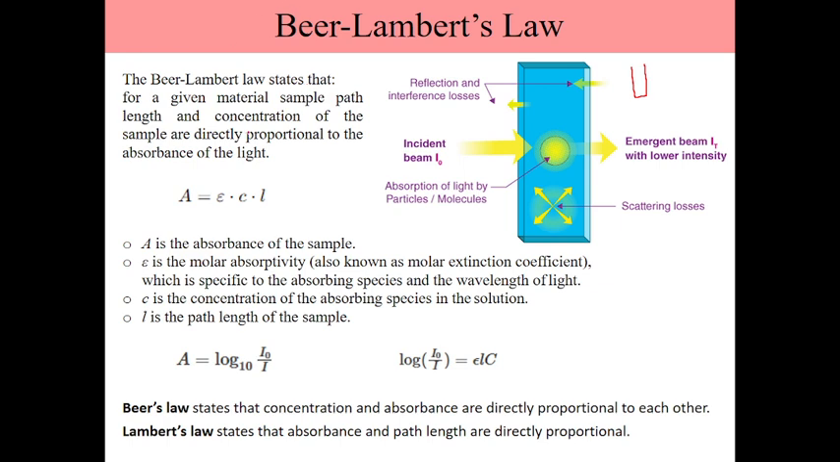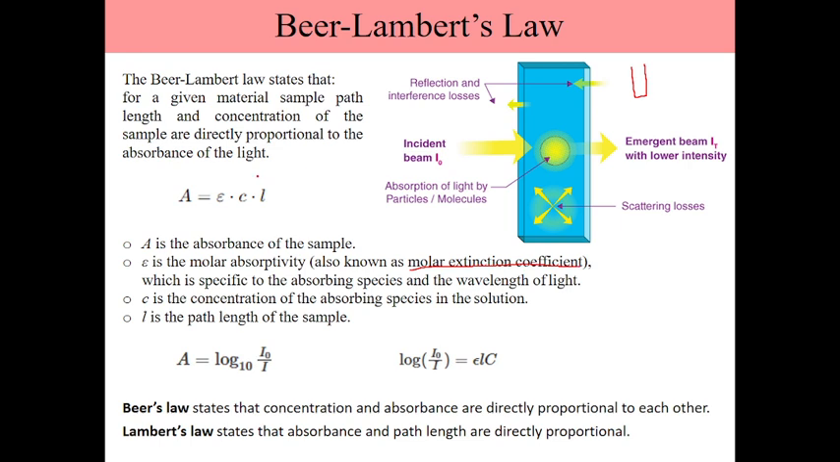Now they have stated that this and this are directly proportional to absorbance. You understand that there is a proportionality here, but to remove the proportionality and add an equal sign, there needs to be some kind of constant that gets multiplied. So here, this is the molar absorptivity. This is called the molar extinction coefficient. We commonly refer to this as the molar extinction coefficient.